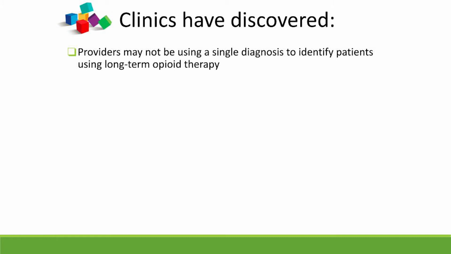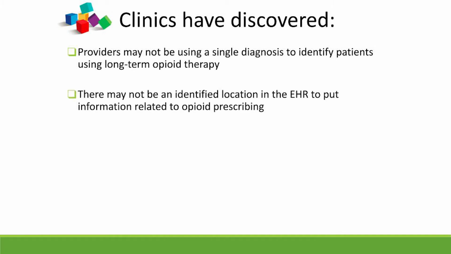So for example, providers might not be using a single diagnosis to identify patients who are using long-term opioid therapy. Some of them might just code back pain. They might code neck pain. They might code chronic pain, or they might code long-term opioid use. So that can be a challenge. There might not be an identified location in your electronic health record where the information that you want to gather related to opioid prescribing sits. So starting to come up with ways to create those locations and make sure that that's used consistently can be important, but at the get-go, you might not have that.